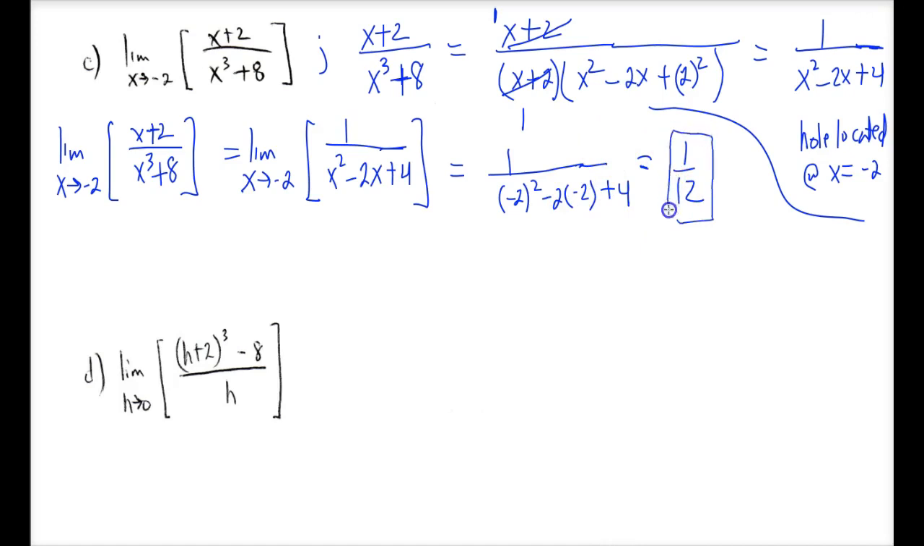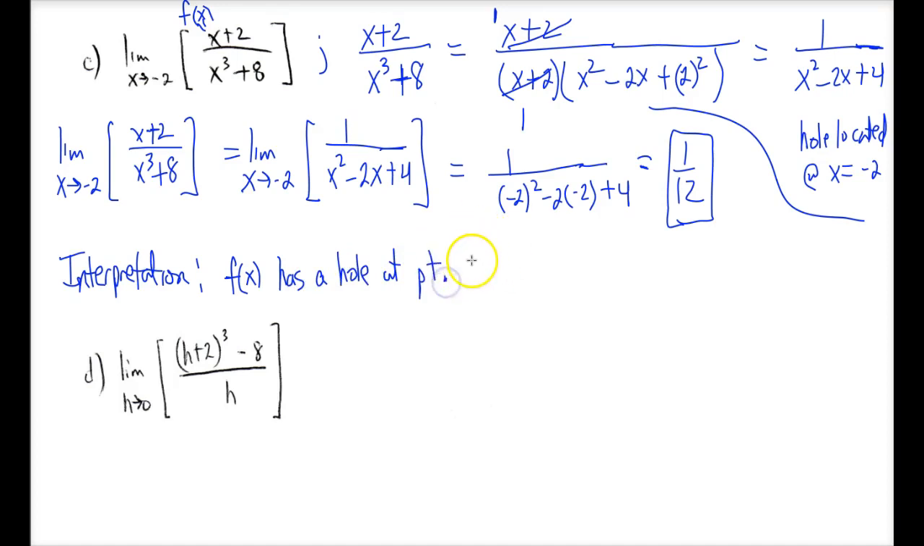So the answer to this question is 1/12, but the interpretation of it is that, and we'll call this function f of x, f of x has a hole at the point negative 2, 1/12 on its graph.